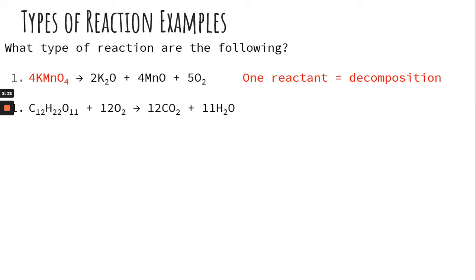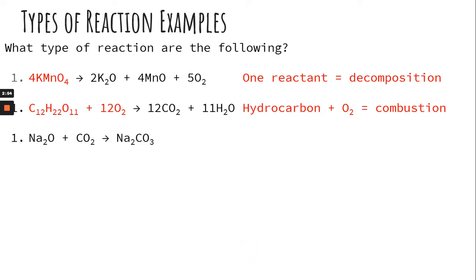Take a look at this one. Here we see that we have a hydrocarbon, hydrogen and carbon, and it's reacting with oxygen to form carbon dioxide and water. So that is a combustion reaction. Always looking for that hydrocarbon plus oxygen, giving you carbon dioxide and water, you'll know it's a combustion.